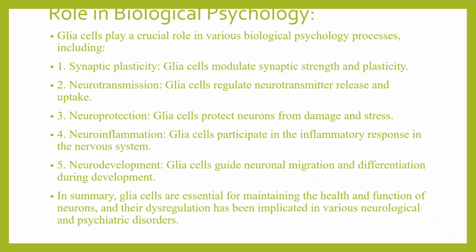So let's see the role of glial cells in biological psychology. They play a crucial role in various biological psychology processes, including synaptic plasticity. Glial cells modulate synaptic strength and plasticity. Neurotransmission. They regulate the transmission, release, and uptake. Neuroprotection. Glial cells protect neurons from damage and stress. Neuroinflammation. Glial cells participate in the inflammatory response in the nervous system. Neurodevelopment. Glial cells guide neuronal migration and differentiation during development.